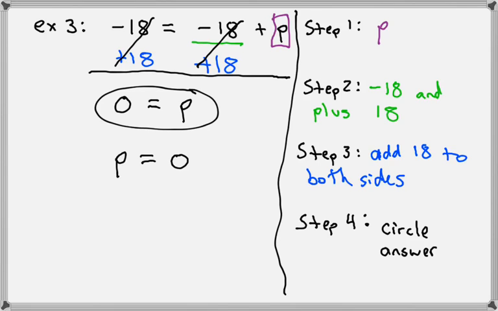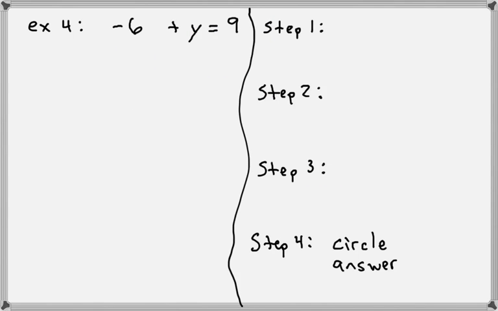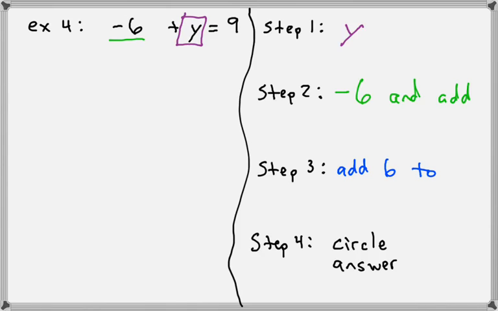Let's look at example 4. Here we have negative 6 plus y is equal to 9. What am I trying to solve for? I'm trying to solve for that y. What is preventing it? That minus 6. And we would need to add to get rid of it. So we would need to add 6 to both sides. Plus 6 over here, and plus 6 on that side.